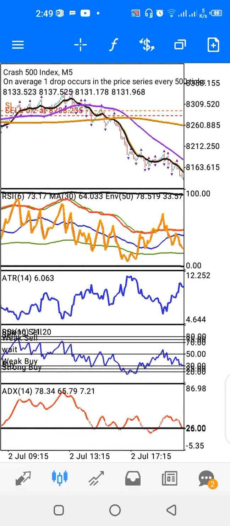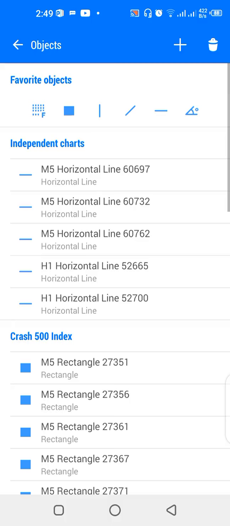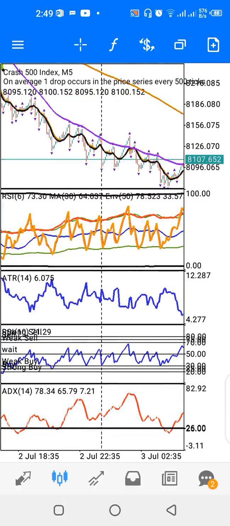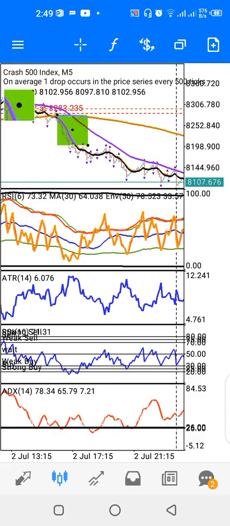Now the way this strategy works is on the main window I allow price to drop for me to sell. I allow price to drop with these two lines, the black and the purple line. This black and purple line drops below the orange line. So now that I have that, I know Crash 500 will sell.